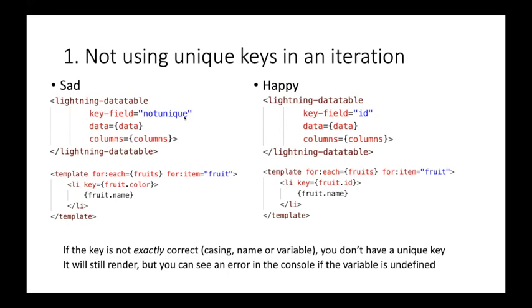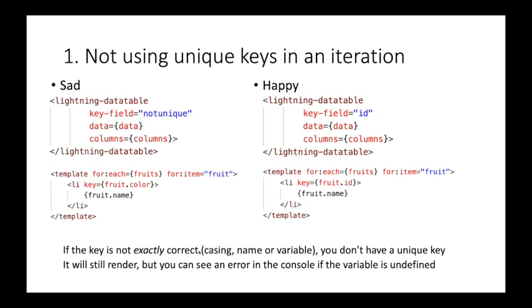I mean, this one could either be not unique or even maybe a property that's undefined, and you'll have issues with your data tables. Or if you're doing an iteration and doing something like a list, you also have to provide a key to the first element. And in this case, I've used a fruit color. So fruit colors are not unique, and you can have an issue here. On the right, I use a unique identifier, and I use the correct casing and spelling of the identifier. And here, I have a fruit ID. So assume this is a grocery store and each fruit has some kind of unique key.